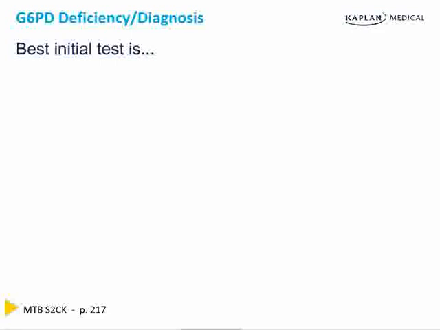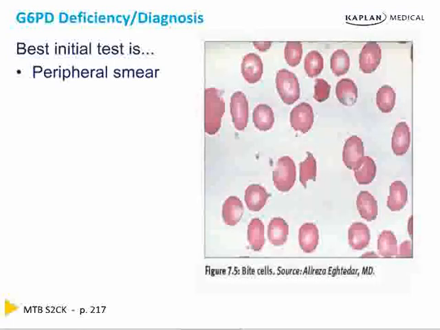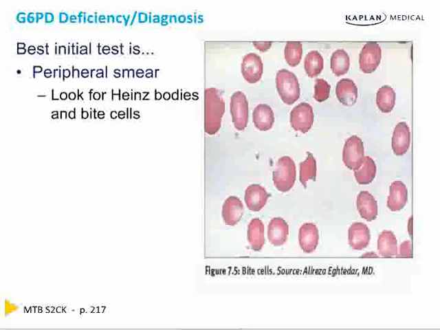The best initial test for G6PD deficiency, well, it's not a level of G6PD, because on the day of your hemolysis, the most deficient cells are destroyed. So on the day of your hemolysis, the best initial test, look at this, is bite cells. See that bite taken out of them? Look for bite cells and Heinz bodies.